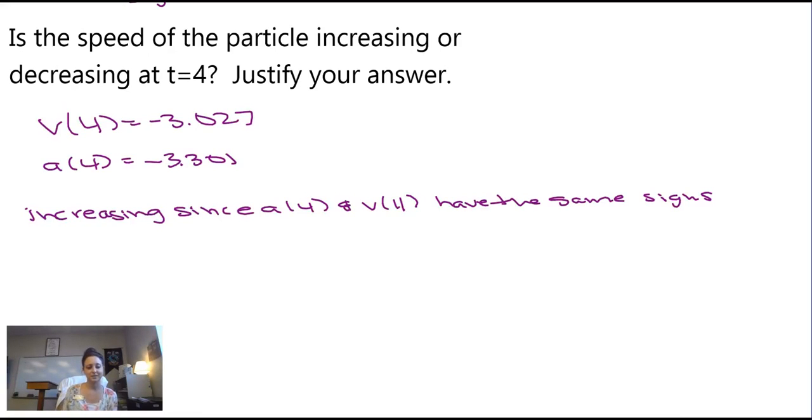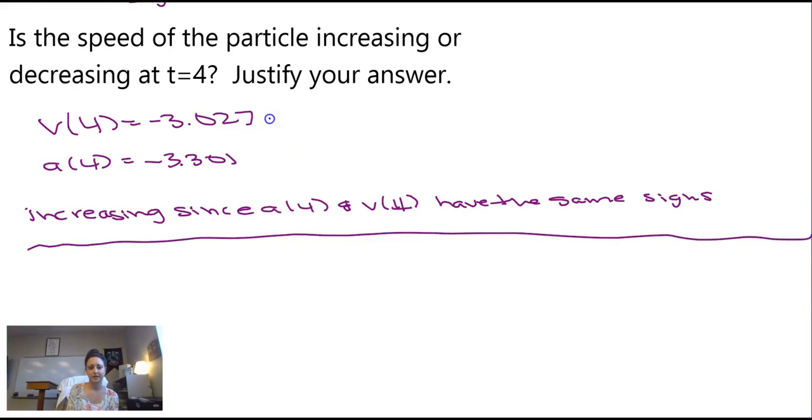All right, so this is your justification. You need to state what you got for your velocity. Remember, that was just y1 of 4, and your acceleration. So that was the derivative, math 8. And then we'd say increasing since a of 4 and v of 4, that's a 4, not an 11, have the same signs. Don't just put this statement here without telling us what you're getting for v of 4 and a of 4. Otherwise, it just looks like you're regurgitating a definition.